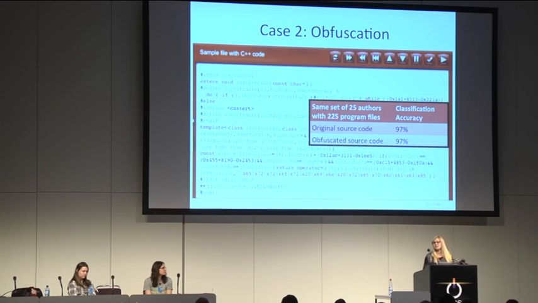As a result, when we tried to do authorship attribution on obfuscated code versus original code with 25 authors, we got 97% accuracy in both of them. So our method is impervious to such common off-the-shelf obfuscators. But this is only for this obfuscator, which is not changing structure or functionality.